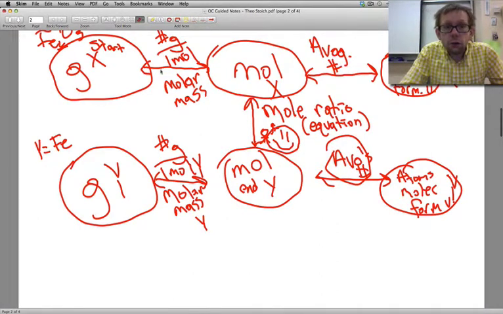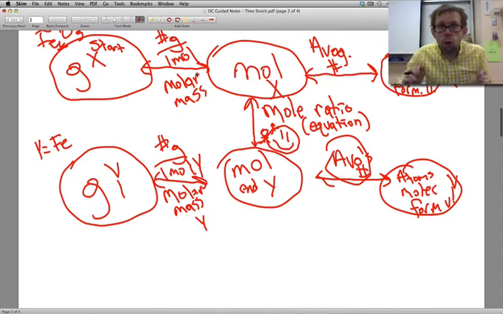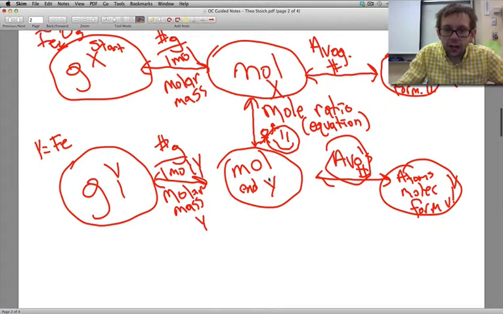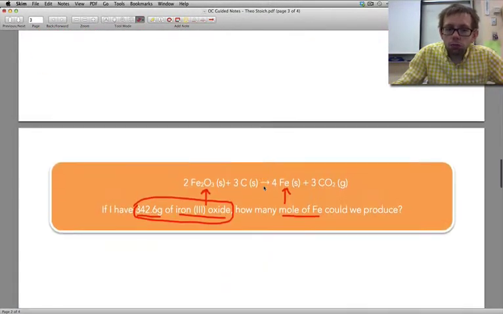There's no arrow here. So what you need to do is first travel from grams of X to moles of X using the molar mass route. You've got to travel that road. And then you go from moles of X to moles of Y by using the mole ratio from the equation. And then you'll end there. So let's try it out.